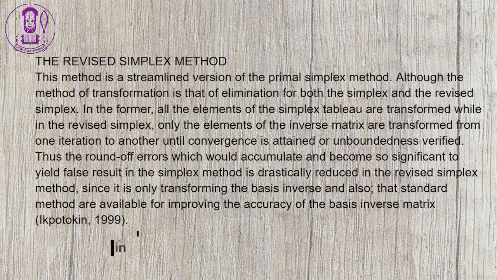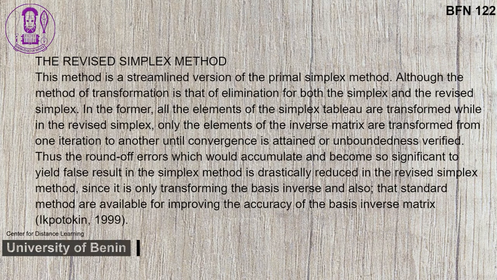The revised simplex method. This method is a streamlined version of the primal simplex method. Although the method of transformation is that of elimination for both the simplex and the revised simplex, in the former, all the elements of the simplex tableau are transformed, while in the revised simplex, only the elements of the inverse matrix are transformed from one iteration to another until convergence is attained or unboundedness verified. Thus the round-off errors, which would accumulate and become so significant as to yield false results in the simplex method, are drastically reduced in the revised simplex method, since it is only transforming the basis inverse, and also, a standard method is available for improving the accuracy of the basis inverse matrix.